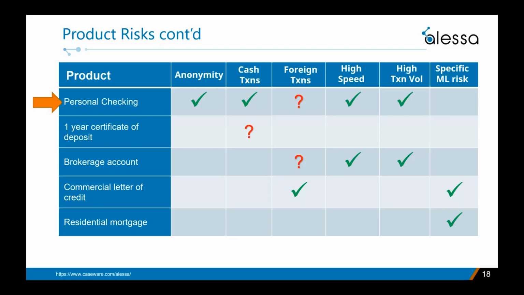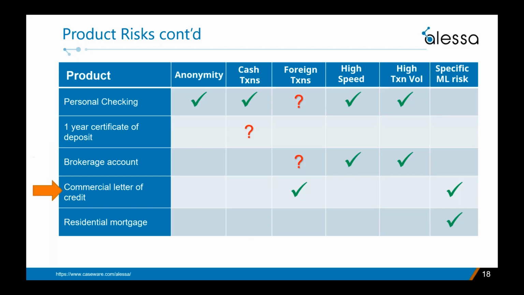So a personal checking account is probably the most flexible and accessible product type there is. You can do transactions anonymously through online or mobile banking. You can deposit or withdraw cash. You might be able to send or receive foreign wires or ACH, hence the question mark in the foreign transactions category there. Now, the one-year CD might permit a few cash withdrawals depending on features. So that's why the question mark is there for cash transactions. Otherwise, it's pretty risk-free. It wouldn't help a money launderer that much. Same thing with brokerage accounts.